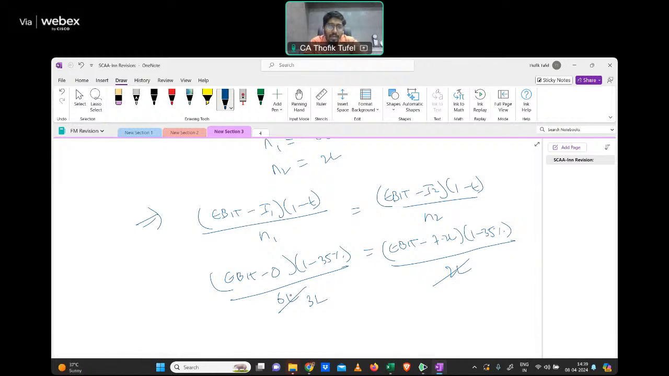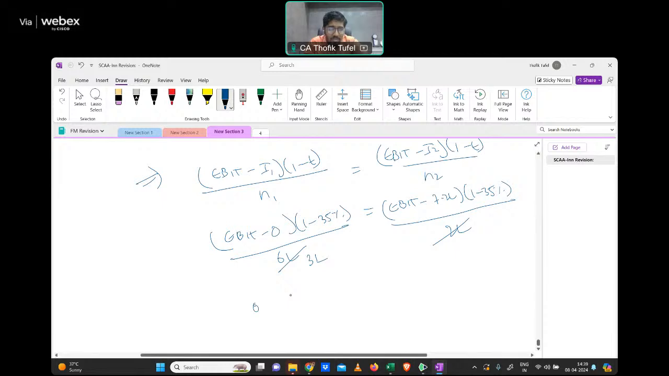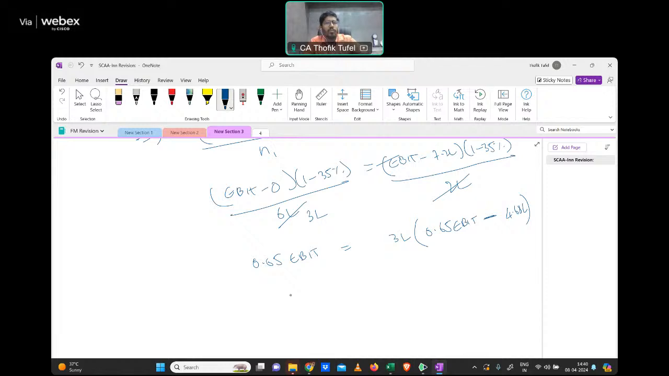Now EBIT into 65%, so 0.65 EBIT is equal to 3 lakhs into 0.65 EBIT minus 0.65 into 7.2 lakhs. I'm just multiplying 65% inside both. 7.2 lakhs into 0.65 gives you 4.68 lakhs. So 3 lakh into 0.65 EBIT minus 4.68 lakhs, that is what you are getting. Now what you have to do next is multiply. Am I doing it correctly?